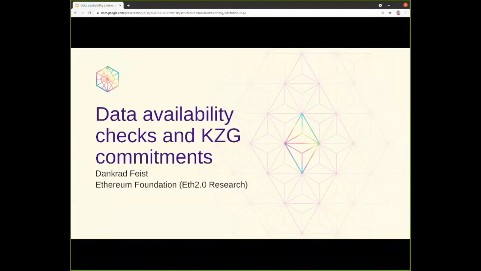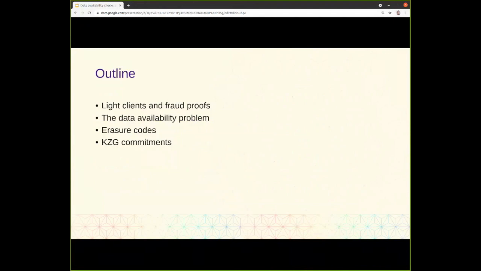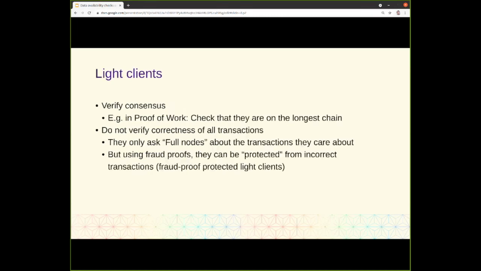Yeah, hello, thanks for the introduction. So I'm going to talk about the data availability problem and KZG commitments. So here's a quick outline of my talk. I'll start talking about light clients and fraud proofs, because that's really the context that you need to understand this problem. Go into the data availability problem, talk about how erasure codes solve the data availability problem, and then finally why we need KZG or KT commitments to polynomials in this process, and quickly go over how they work.